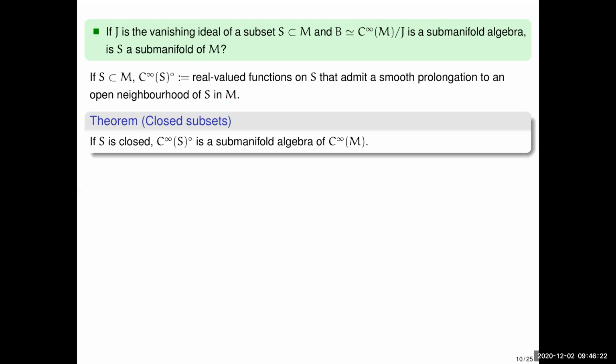Okay, now if S is closed, there is an obvious map from C infinity of M to this algebra C infinity of S circle, the map given by the restriction of a function to S. And this map, if S is closed, is surjective, of course, but not only that, it is actually a co-embedding. Since I'm going quite slow, I'm going to skip the proof, but it's some elementary differential geometry. So this is an example. Closed subsets are non-commutative submanifolds in this sense. You have a natural, obvious co-embedding associated.